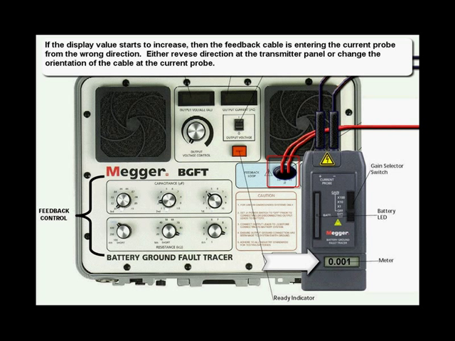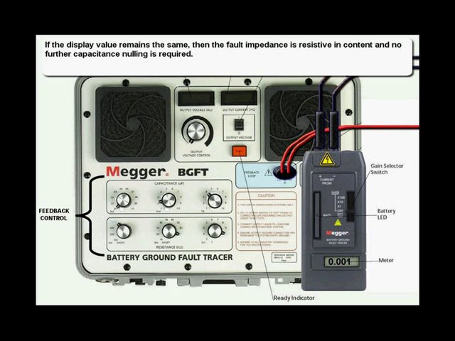If the display value starts to increase, then the feedback cable is entering the current probe from the wrong direction. Either reverse direction at the transmitter panel or change the orientation of the cable at the current probe. If the display value remains the same, then the fault impedance is resistive in content and no further capacitance nulling is required.